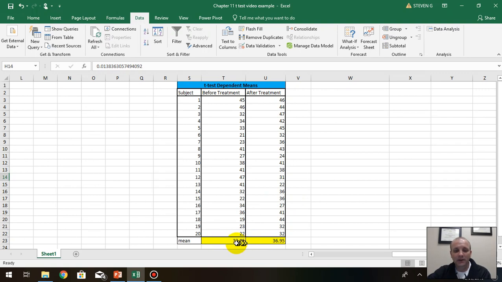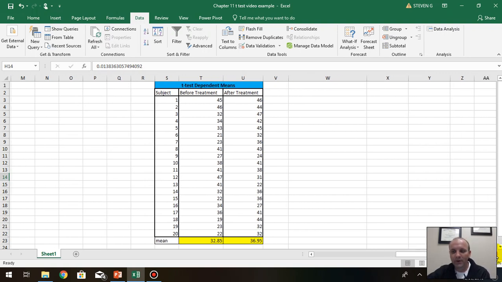Simply, you can look at the means here. You could say, well, the before mean value for participants before the treatment was 32.85. The mean value after the treatment was 36.95. Now we want to take it a step further and see, well, that's fine and dandy. These descriptive results look good, and it does suggest that there might be a difference, but is it statistically significant? Well, we can test for that.